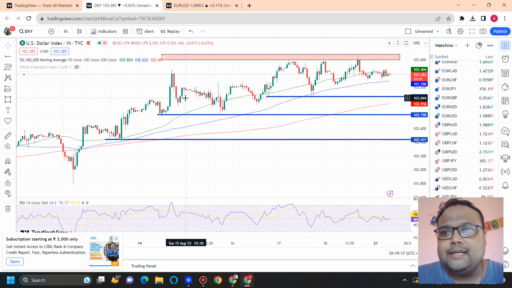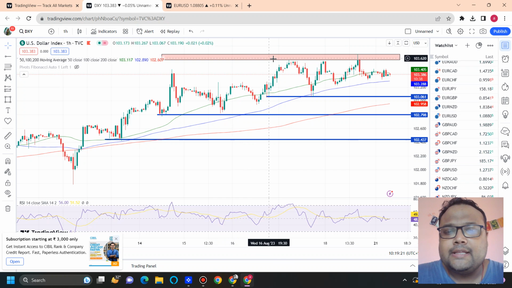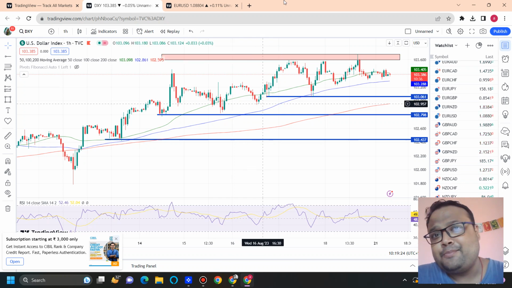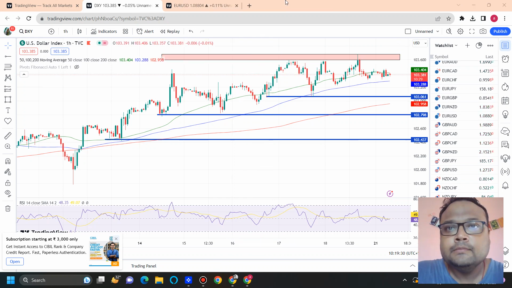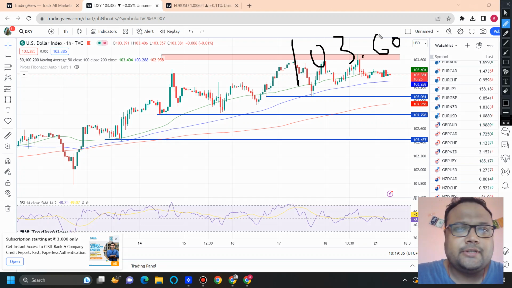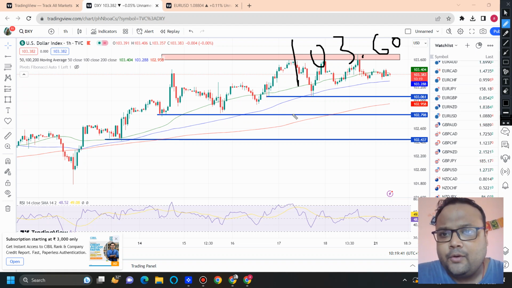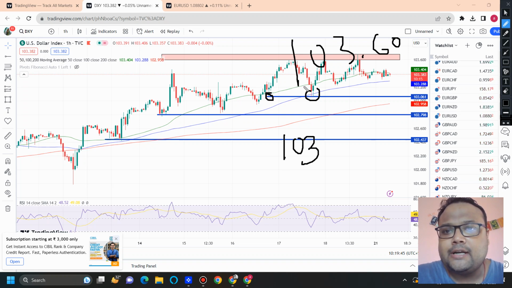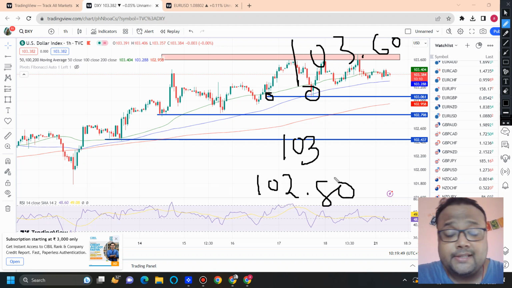We can see that the dollar index is standing at 103.38. We have a resistance and multiple layers of support on the chart. We have a resistance around 103.60-65 level, and the market has been trying its best to break the level, but has failed to do so. And we have support around 103 because of previous price rejection around this area. Then we have support around 102.80.